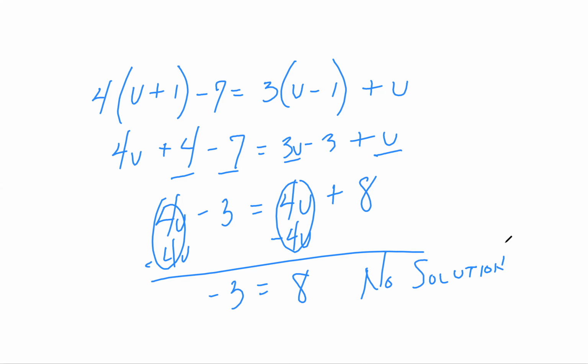What do you think? So in one case, when they were exactly the same, we got all real numbers are solutions. And in this case, where negative 3 does not equal 8, they do not equal exactly the same, yet my variables went away: no solution. So be on the lookout for that problem. Don't just assume it's no solution. Work it out, get your answer, go from there.